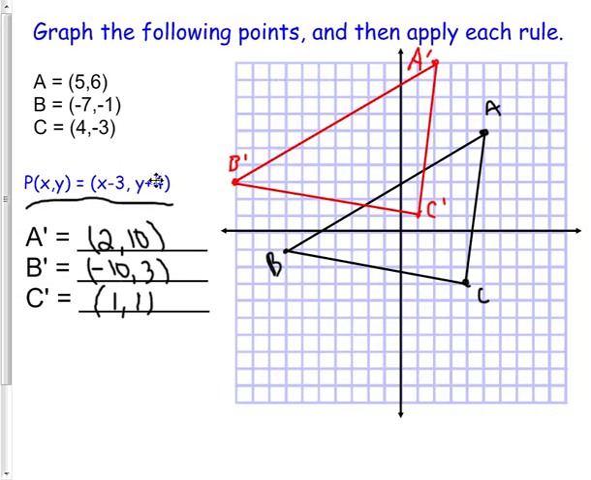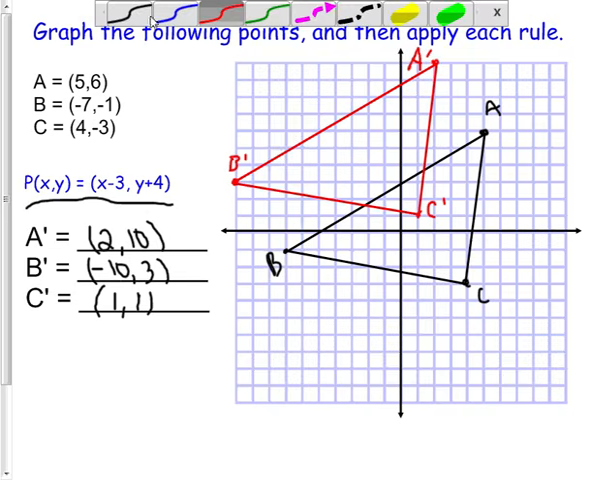So it looks like if we do a -3 to the x, that moves it to the left 3. And if we do a +4 for the y, that moves it up 4. And so the translation is if you add to the x and add to the y, or subtract from the x and subtract from the y. So this is a translation.